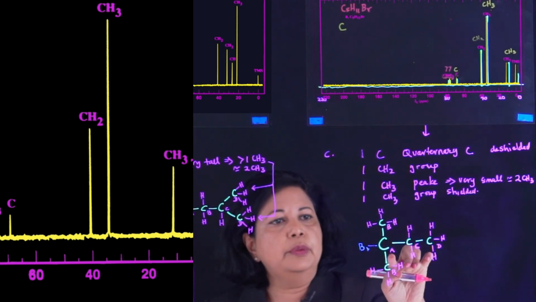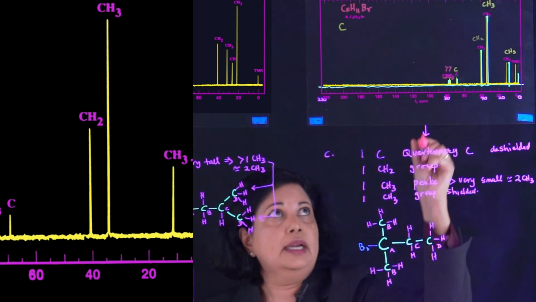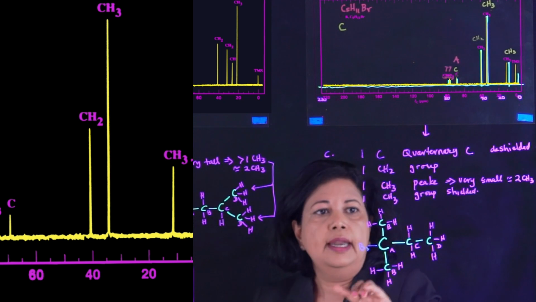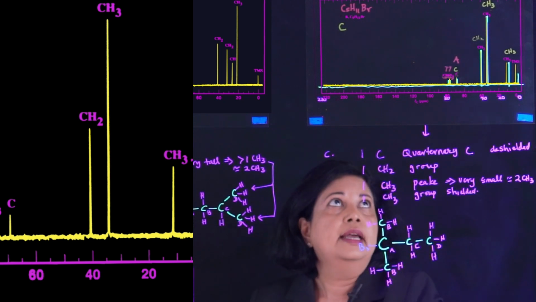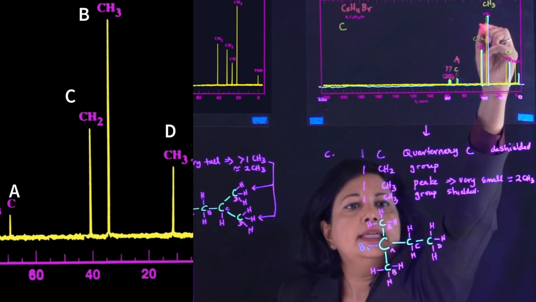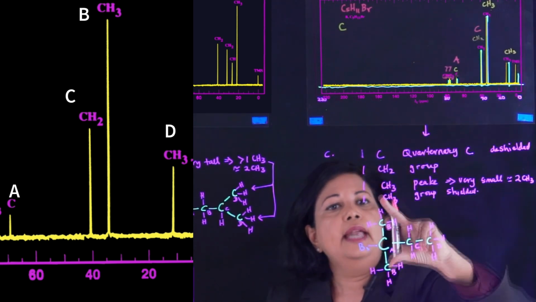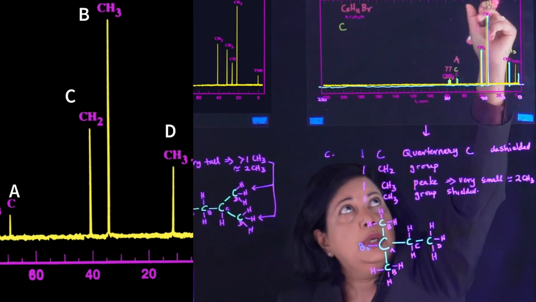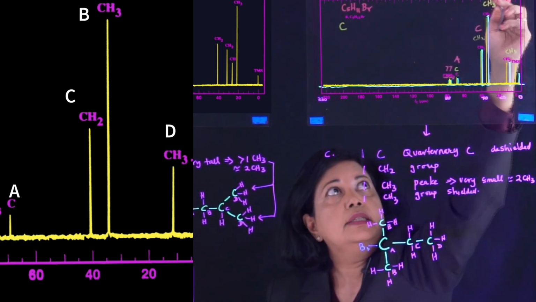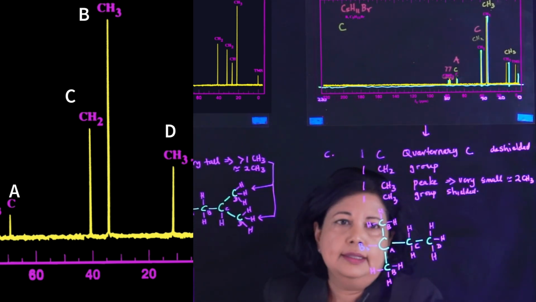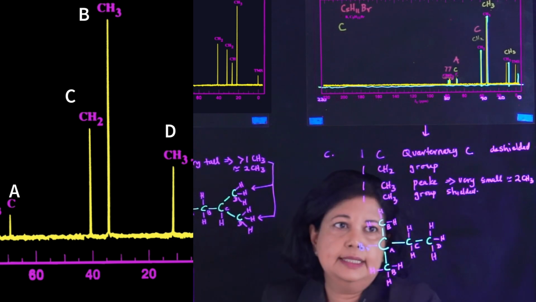Now, A would be the most de-shielded because it's directly connected to that bromine. Next would be these 3. And you can see CH2 is next. That's going to be C. And you can see the B's are 2 of them. Therefore, that's why you have a very tall peak here. The intensity is high because there's more absorbance by these 2 B carbons.